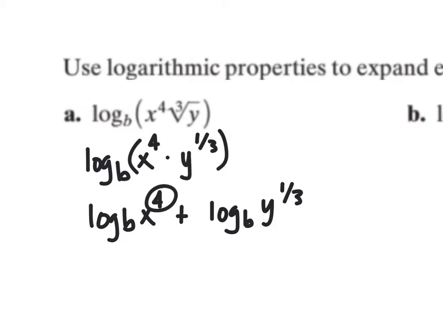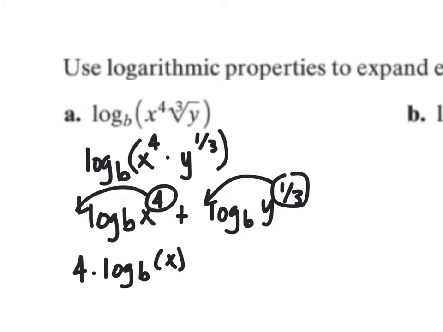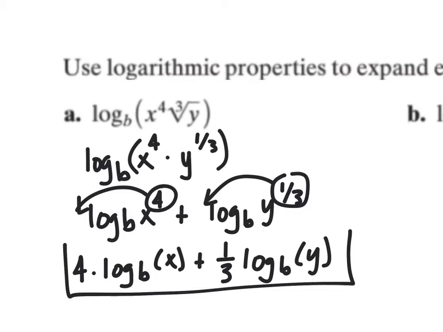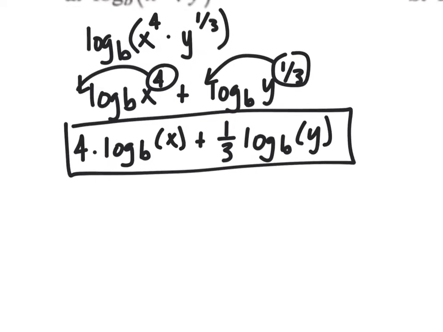Now, I'm going to take my 4 here, and I'm going to bring that out front and multiply. So I've got 4 times log base b of x. And then same thing with this 1/3. I'm going to bring that out front and multiply. So I've got plus 1/3 log base b of y. Okay? And that's what we've got. And that's as far as we can go. We can't evaluate anything.